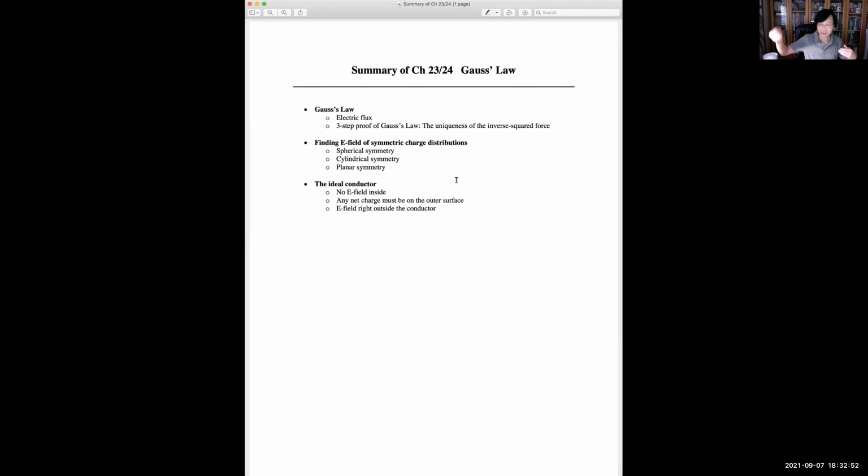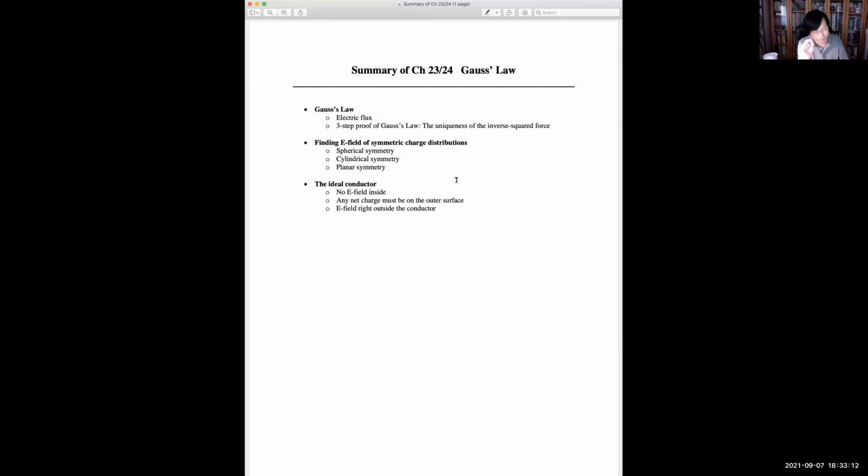It depends on where you are, right? How far you are from that ring. So you cannot simplify it as E times the area. You cannot do that. E is not uniform on the surface of that cylinder, okay? So that's the idea of using Gauss's law to solve for the electric field of highly symmetrical charge distributions.